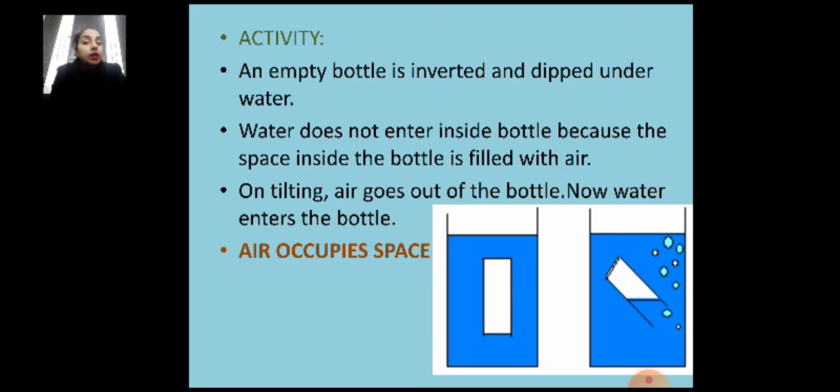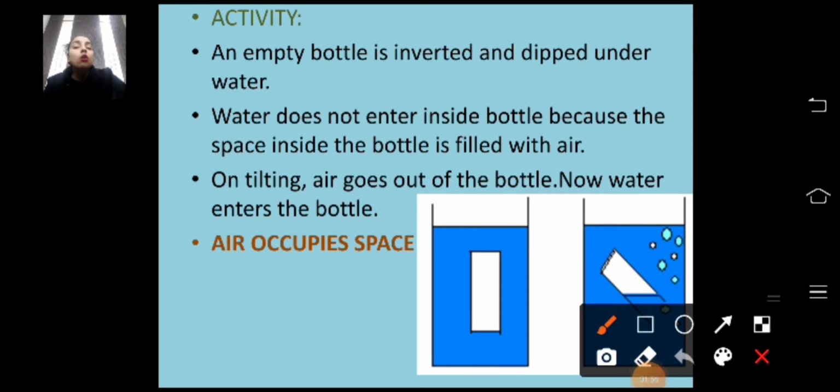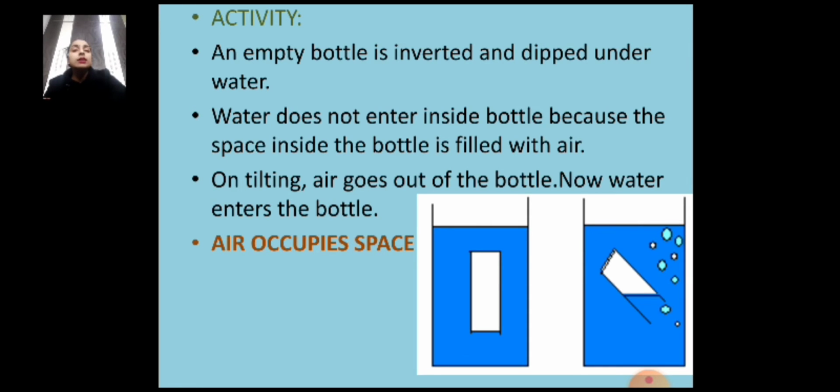Here we have an activity to check the presence of air. We can perform an activity to observe that an empty glass tumbler is filled with air. You can see here an empty bottle inverted and dipped under the water. Water does not enter inside the bottle because the space inside the bottle is filled with air. And if we tilt the bottle, then air goes out of the bottle and water enters into the bottle. You can see here the air bubbles are coming out. So let's come to the next slide.